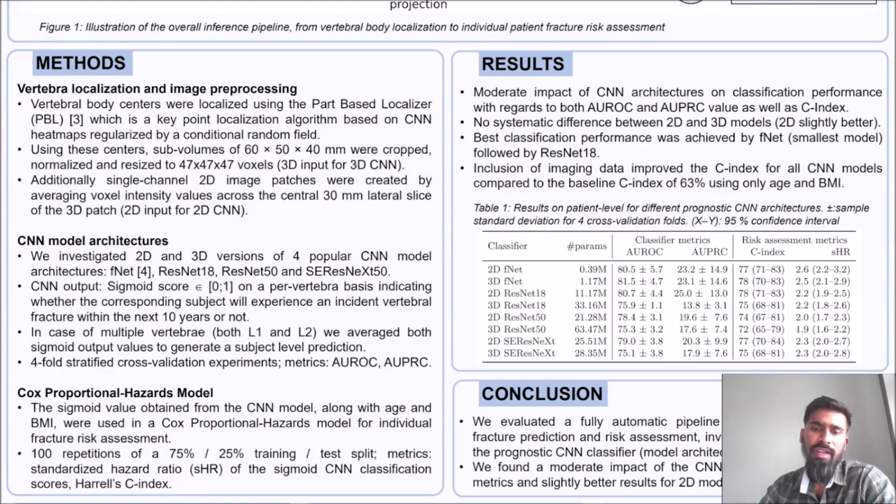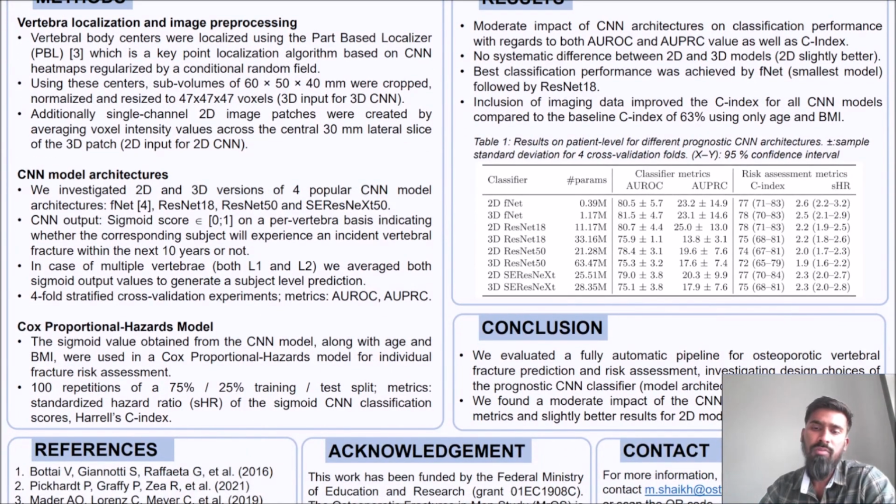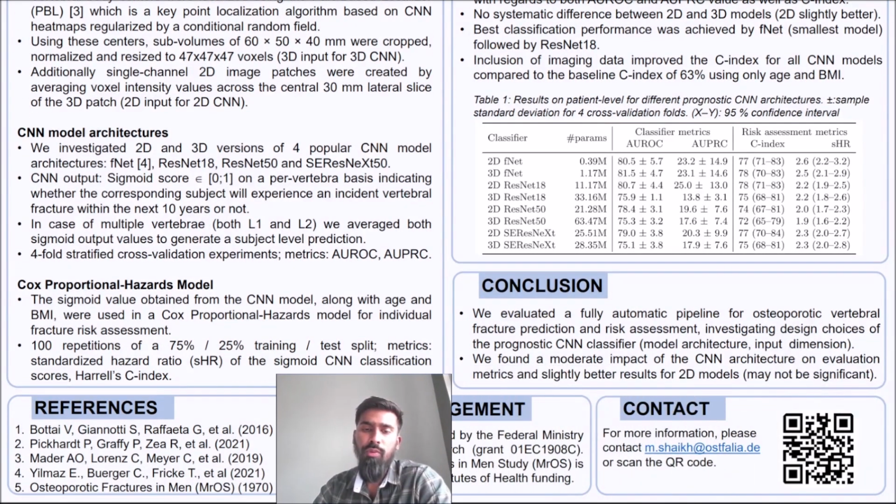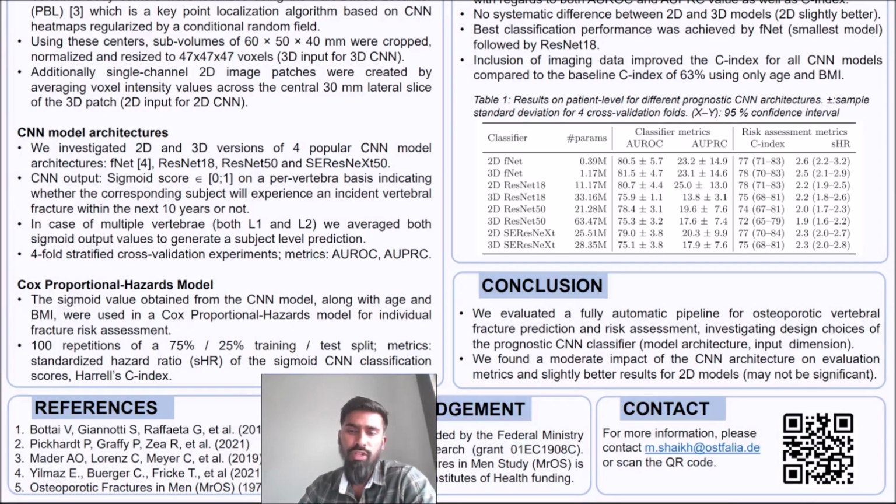We did not find any systematic difference between the performance of 2D and 3D architectures, although 2D models perform slightly better than the 3D, except in case of the FNet. The best classification performance was achieved by the FNet, which is then followed by the ResNet 18, where the ResNet 18 has the lowest number of parameters among all models. Compared to the baseline C-index of 63% for age and BMI alone, inclusion of imaging data improved the C-index for all investigated model configurations.